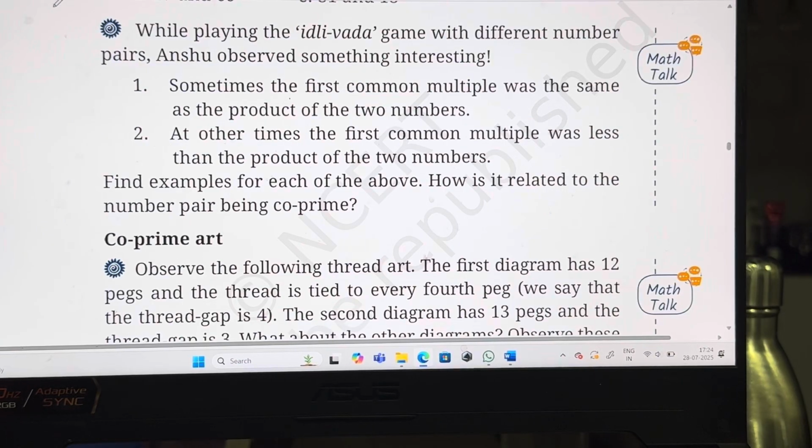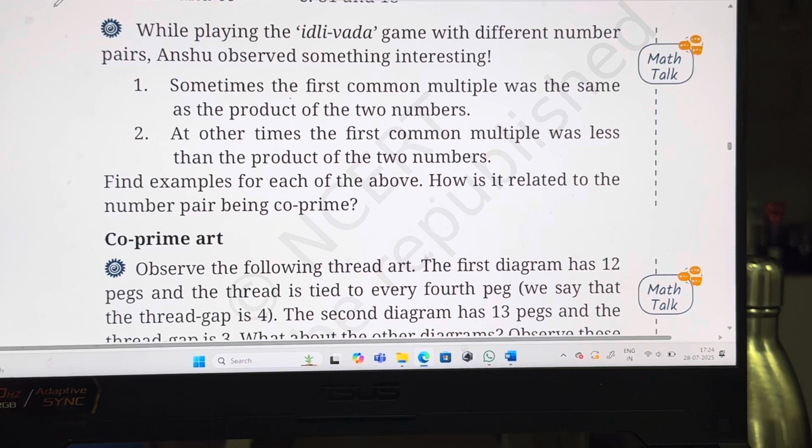While playing the Idli Vada game with different number pairs, Anshu observed something very interesting. The first thing she observed is that sometimes the first common multiple was the same as the product of the two numbers. If you take two numbers like 4 and 9, their product, 4 nines are 36, will be the first common multiple. So let us check for 4 and 9.